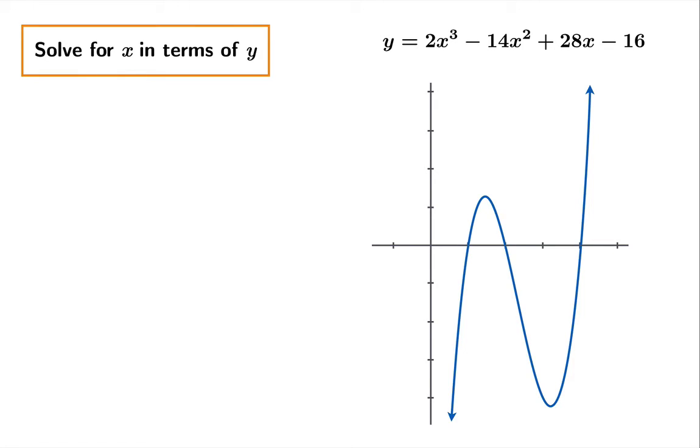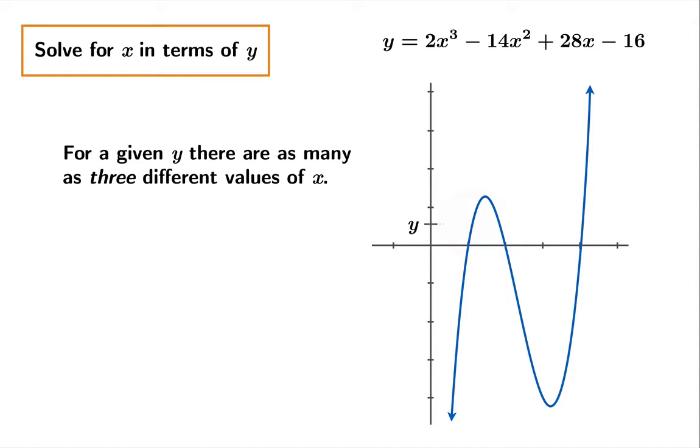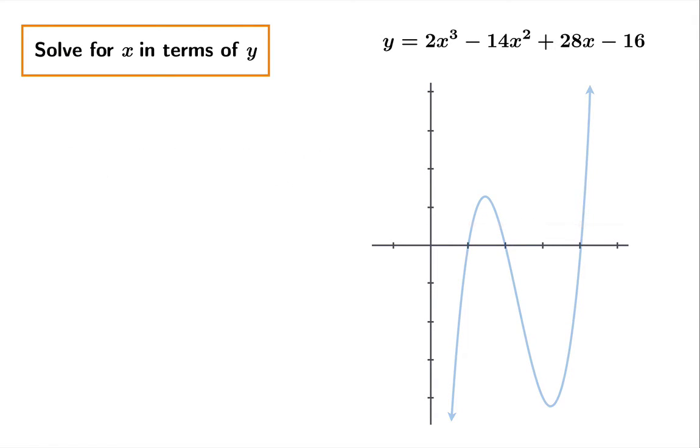So let's think about that for a second. It's a cubic polynomial. For a given y, there could be as many as 3 different values of x. So you know this has to be somewhat complicated. And in fact, there is a formula called Cardano's formula that helps you solve cubics.